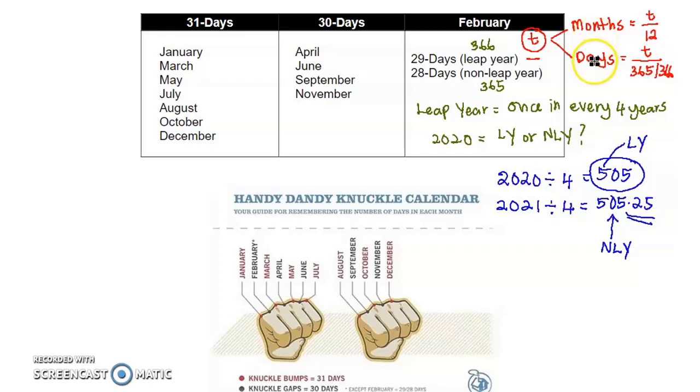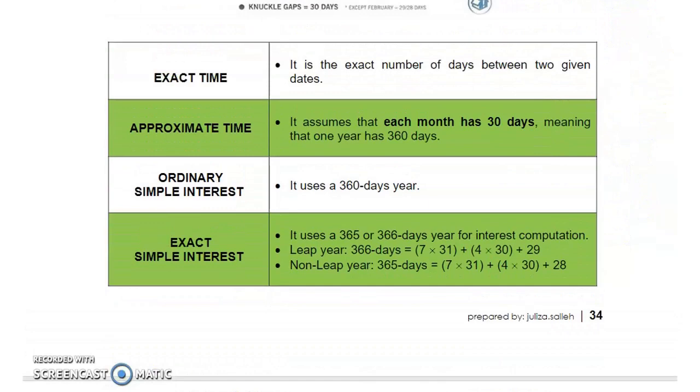Okay, now let's look at the definition of exact time and approximate time. What is exact time? It is the exact number of days between two given dates. Meaning to say that if a particular month has 30 days, then you use 30 days. If a particular month has 31 days, then you use 31 days. Approximate time assumes that each month has 30 days. So we assume all months have 30 days.